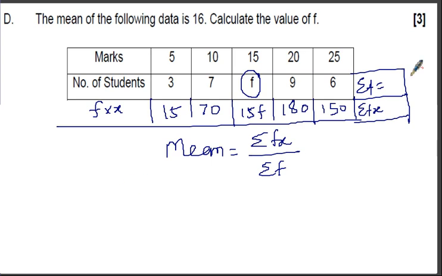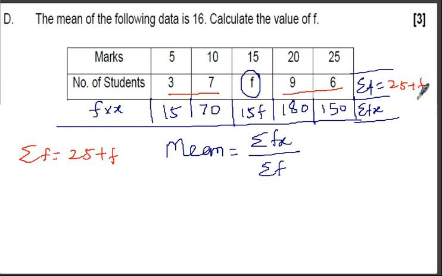Now here your sigma f is 25 plus f. You can add 10 and 15, 25, so 25 plus f is your sigma f. And when you add them, here you got 15f, so it will be added, and you can add these numbers. So when you add these numbers, it comes 415 plus 15f.